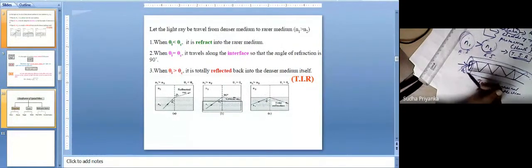So at that time, theta I should be less than theta c. That means theta c should be greater than the angle of incidence. That's what I have told, right? So the critical angle should be greater than theta I. Theta I should be less than theta c, and the light refracts into the rarer medium. When theta I is equal to theta c, it travels along the interface, so the angle of refraction is 90 degrees. If theta I is greater than theta c, it is totally reflected back into the denser medium.